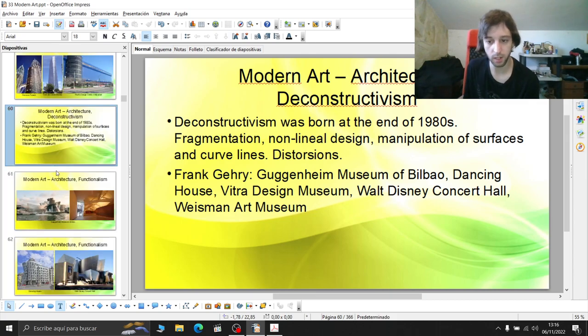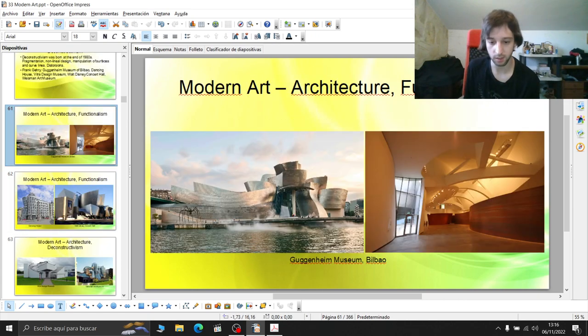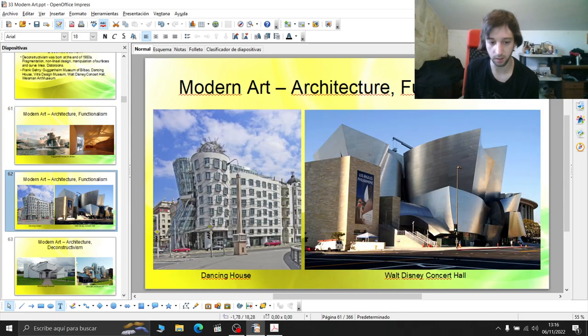Deconstructivism was born at the end of the 80s. Fragmentation, non-linear design, manipulation of surfaces and curved lines, distortions. Frank Gehry with the Guggenheim Museum, Dancing House. Here you will see these buildings that have this sense of movement.